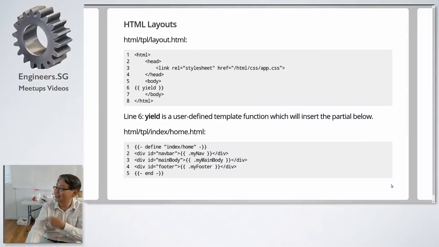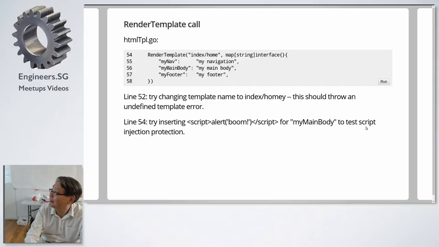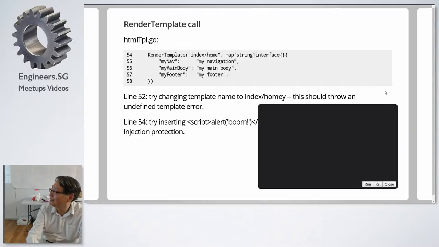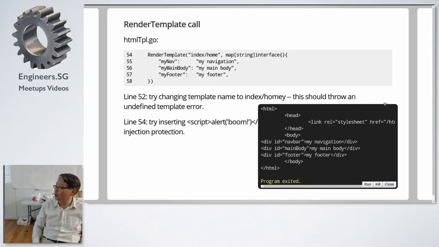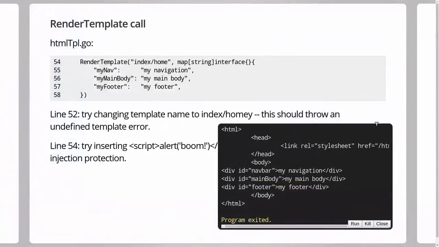And you can do the same thing with HTML, exactly the same. I won't go through it, but I will show you the end result. So over here, I have my render template, which is a map of string to interface: my navigation, my main body, my footer. It renders HTML with style sheets, everything. So that's your layout.